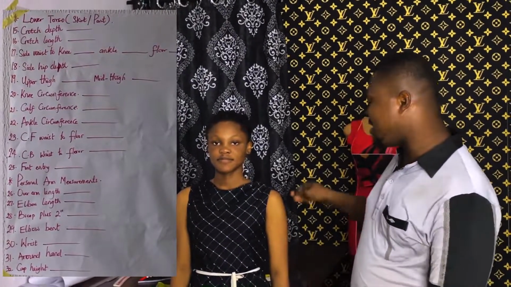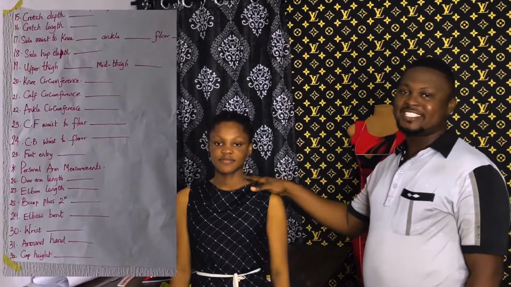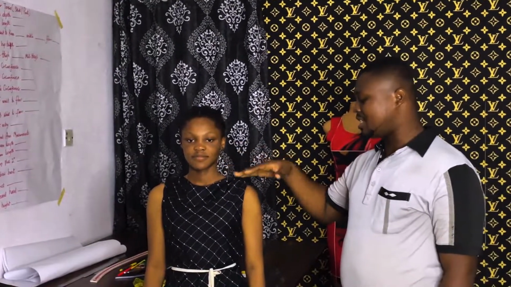Okay, this is my model we have here. The last time she was the same person I used. Her name is Thier. She's actually my kid sister, so we used her for the measurements the last time, which had to do with the bodice. When we talk about the bodice, we talk about the upper part of the garments. So those are the measurements we took the last time.